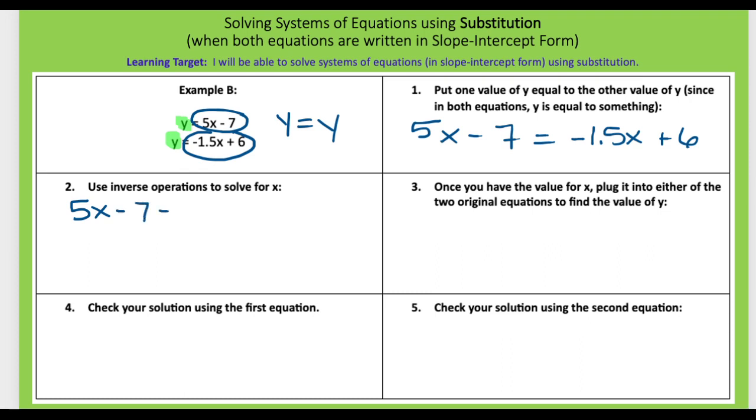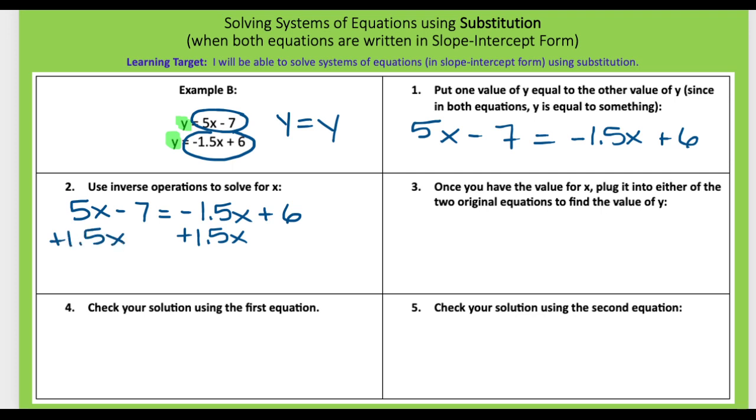Now I'm just rewriting it here because I have a little bit more space to show my work. Remember, whatever you do to one side, you must do to the other side as well in an equation. So I'm going to try to move the x's to the left side of the equal sign. I'm going to begin by adding 1.5x to both sides.